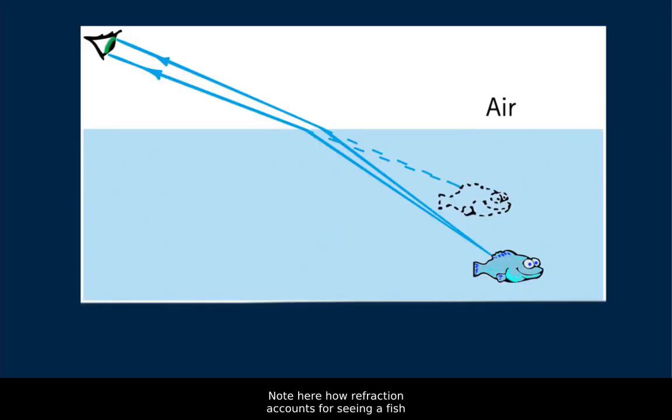Note here how refraction accounts for seeing a fish to be nearer the surface of water than it actually is. Because you're accustomed to seeing light following straight line paths, you place the fish closer to the surface. If you're spearing fish, you'll want to know about this.